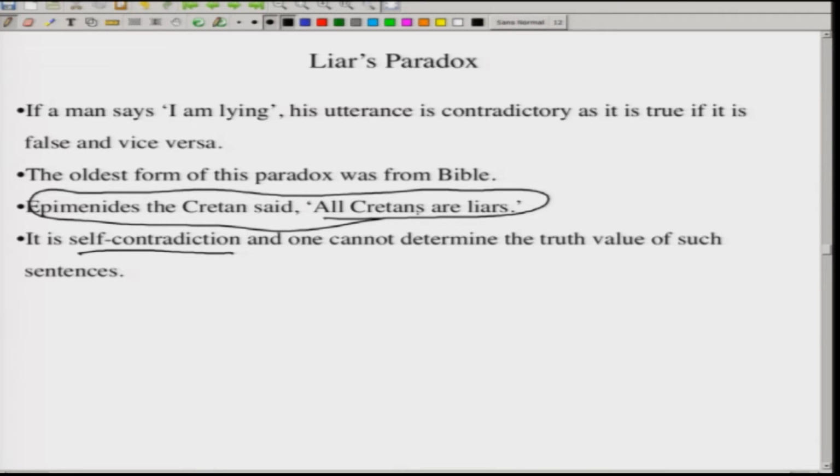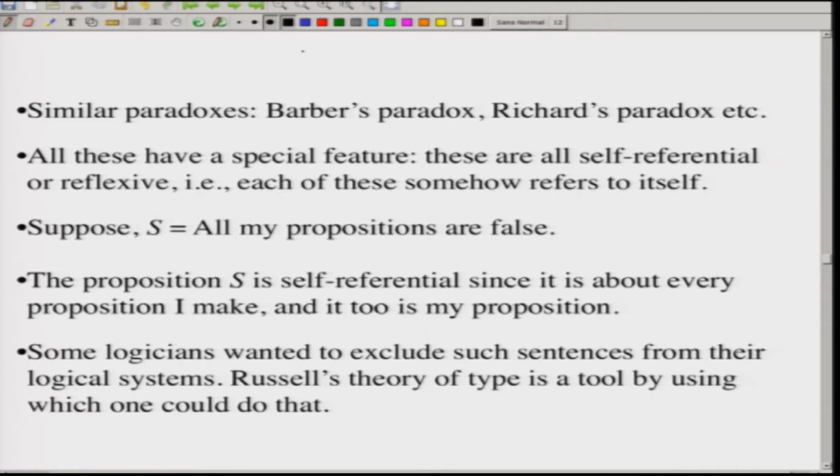Now, can you determine the truth value of such sentences? Definitely not, because it seems they are entitled to a truth value, but the moment you want to determine the truth value, you find a contradiction. So, what to do with these sentences? We do not want these sentences in our system, because in a sense they will corrupt the whole system. In order to block such sentences, a tool was invented, which is called the theory of types.